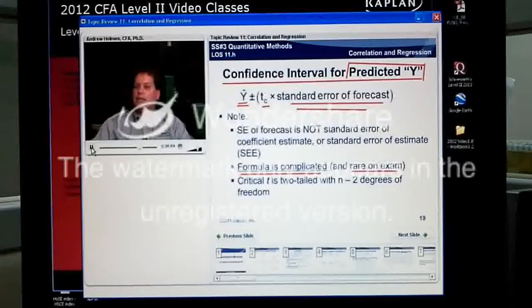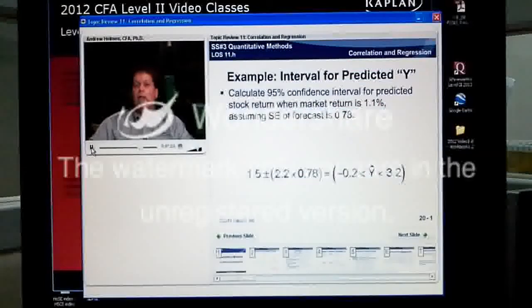So we need not the standard error of the coefficient, but we need the standard error of the forecast. What does that mean for you? Well, probably nothing in my estimation, but if it comes up on the exam, they're going to give you the standard error of the forecast. You could have to look up the t statistic, and you could have to come up with the predicted y variable, but all you have to do is put it into the confidence interval, and that is the point estimate plus or minus this quantity that's based on reliability and variability, just like we've seen previously.